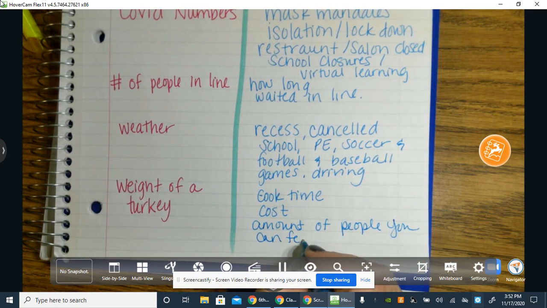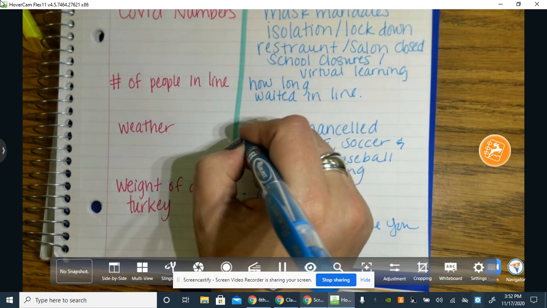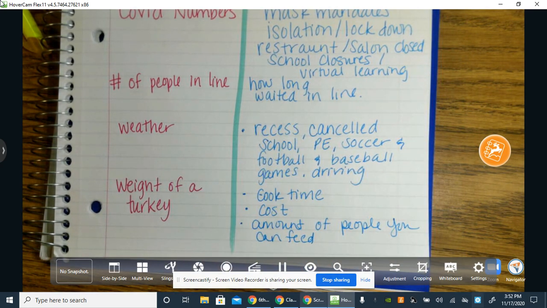So if I had a 10-pound turkey and I had 10 people over, I could probably feed them all with my 10-pound turkey. Now, if I had 50 people over with my 10-pound turkey, I would probably be stretching that turkey. Everybody wouldn't be getting a hearty helping. They may be getting a little sliver of turkey.